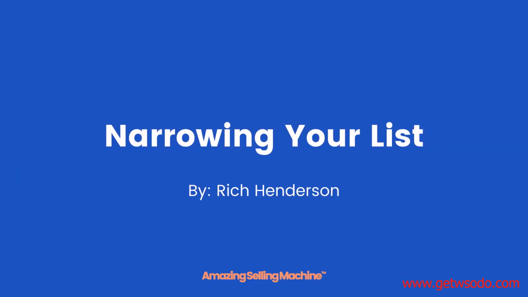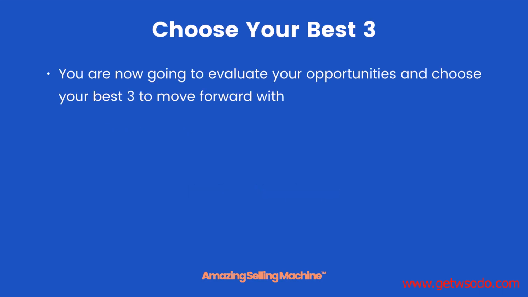Narrowing your list. In this lesson you're going to narrow down your list of hot opportunities to just 3. You will then take those 3 hot opportunities into Module 2 where Mike will be showing you how to find and contact suppliers for those hot opportunities. You are now going to evaluate your opportunities and choose your best 3 to move forward with.